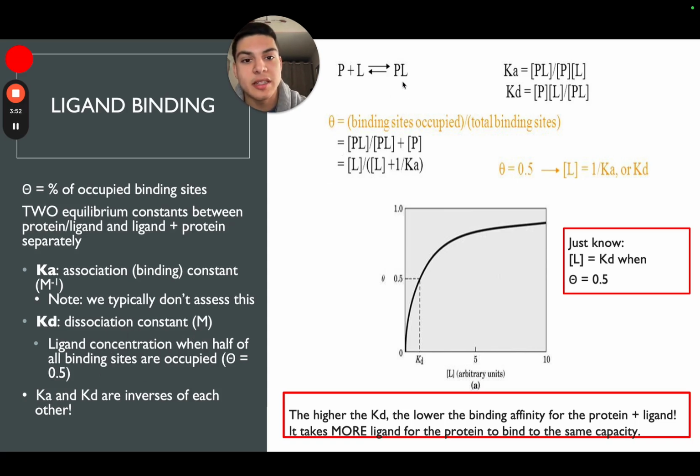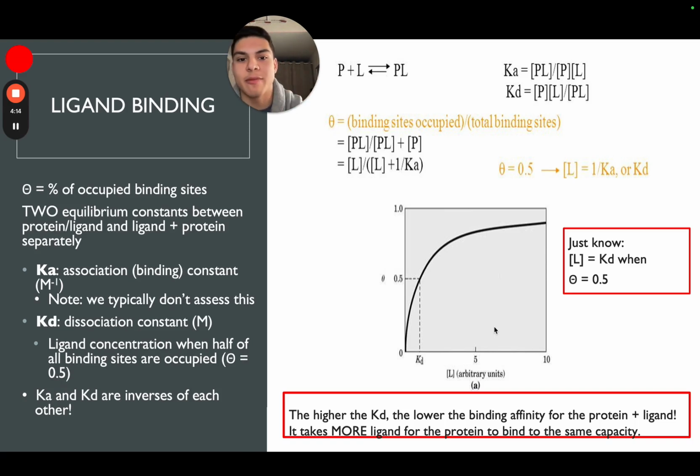The concentration at which, or the affinity of the PL constant to separate and dissociate into its starting reactants or products in that regard. Not to confuse it, to go in the reverse direction. But essentially, the Kd is going to be equal to the ligand concentration when half of all the binding sites are occupied. Theta is equal to 0.5.